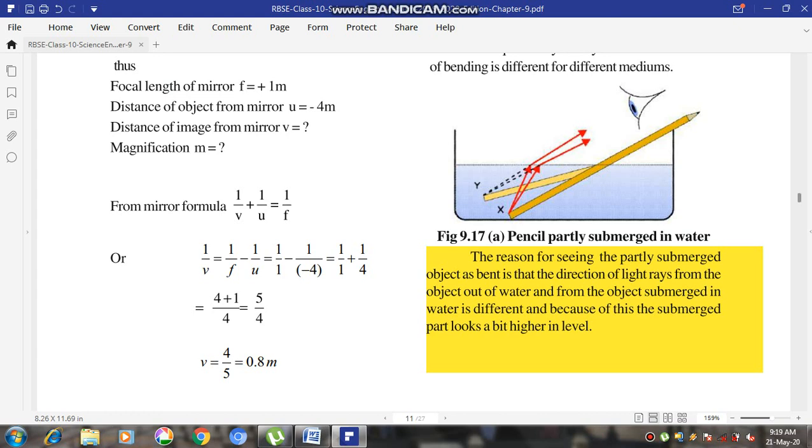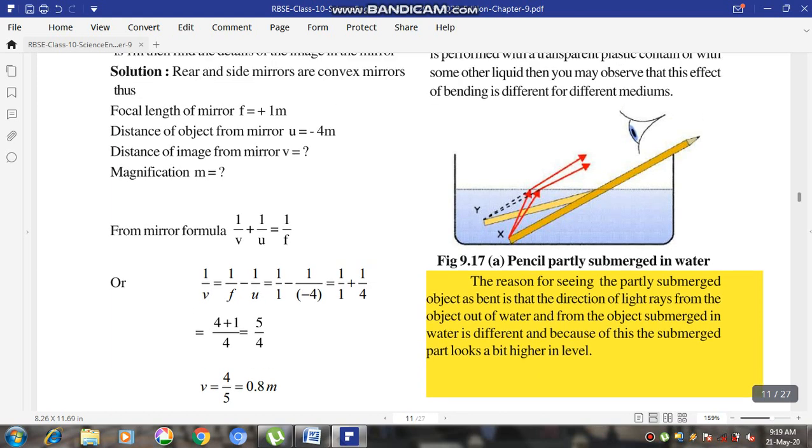For example, the light is coming from one medium to another medium, that is, from air to water. Because light is going from air to water, there is a little deflection compared to when light falls on the object which is deep under the water.